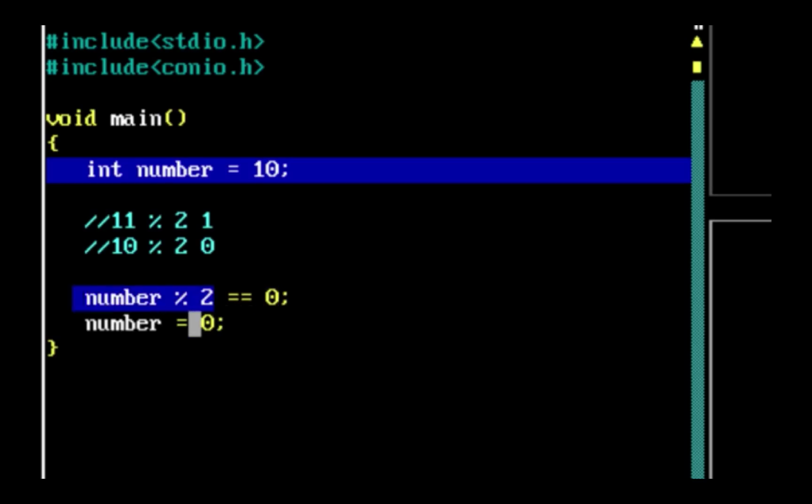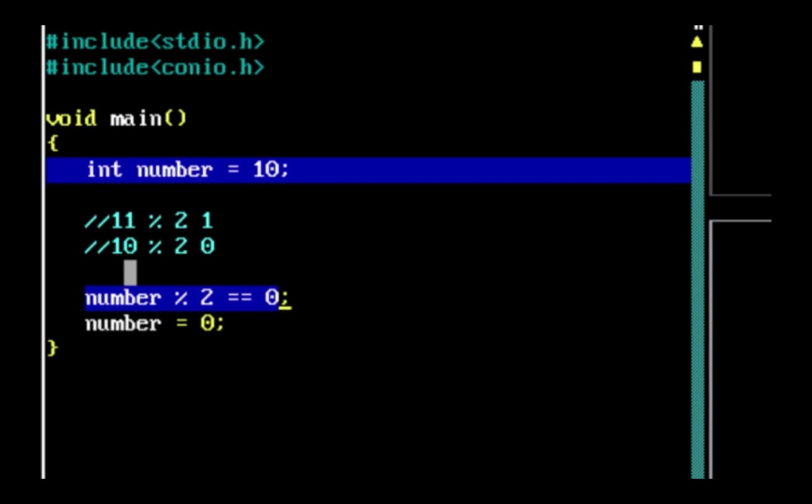The left hand side is number mod 2, the value which comes when number mod 2 is evaluated, and the right hand side is 0 here. If these two are equal, then this expression returns a non-zero value, which indicates that it's true. So basically, when you want to compare two things, if I want to find out if number mod 2 is 0 or not, I want to check whether when I do a modulus of 2 over a number, it returns back a value 0 or not.